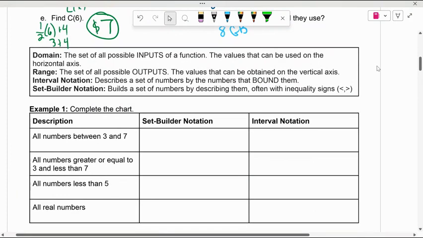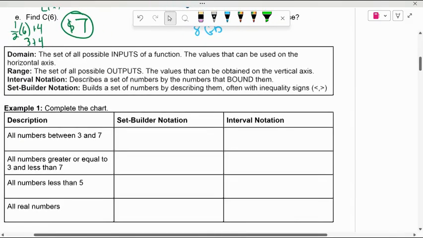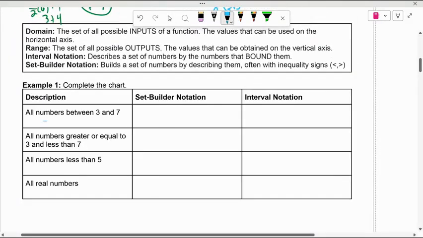So we talked about domain and range. Domain is all the possible inputs or the x values. Range is all the outputs or y values. Interval notation just says where we start and stop something. Set builder notation is with our inequalities. So all numbers between 3 and 7. So we can think of these as number lines.